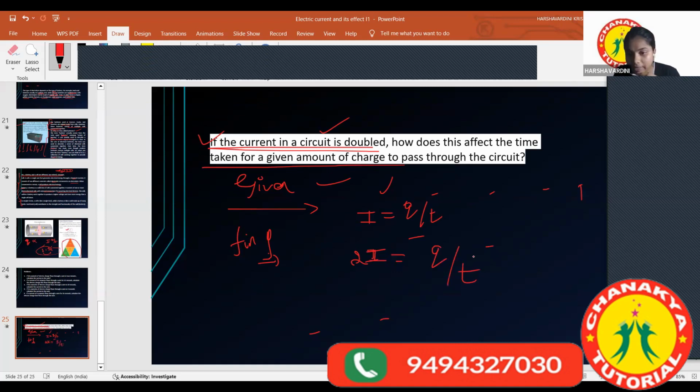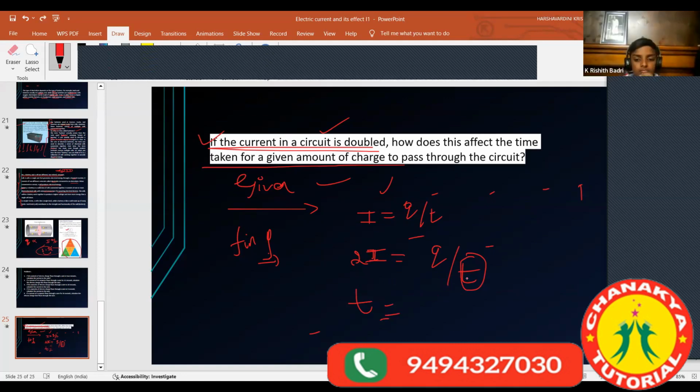Now I need to find the time here, how this affects the time. So take the time from the right hand side to the left hand side of the equation. It's simple cross multiplication. Everybody knows this, right?